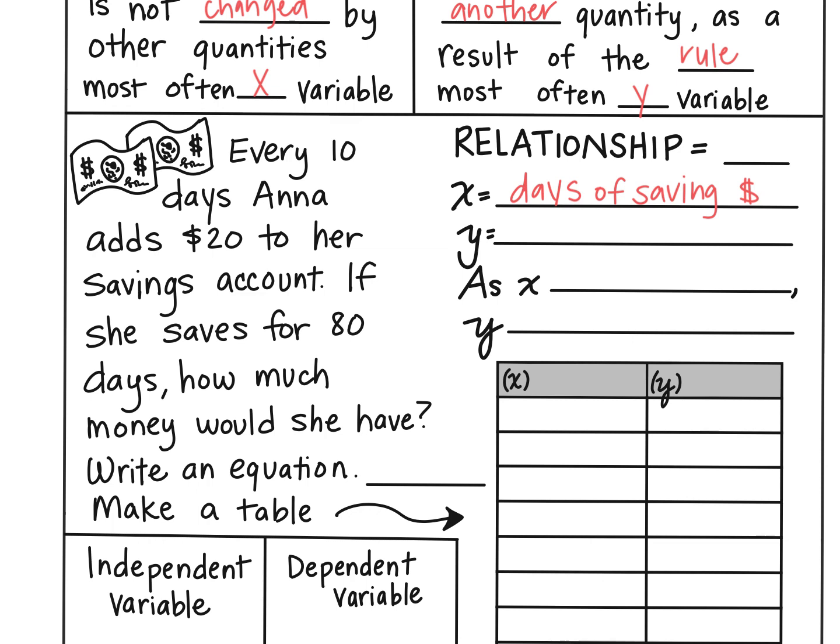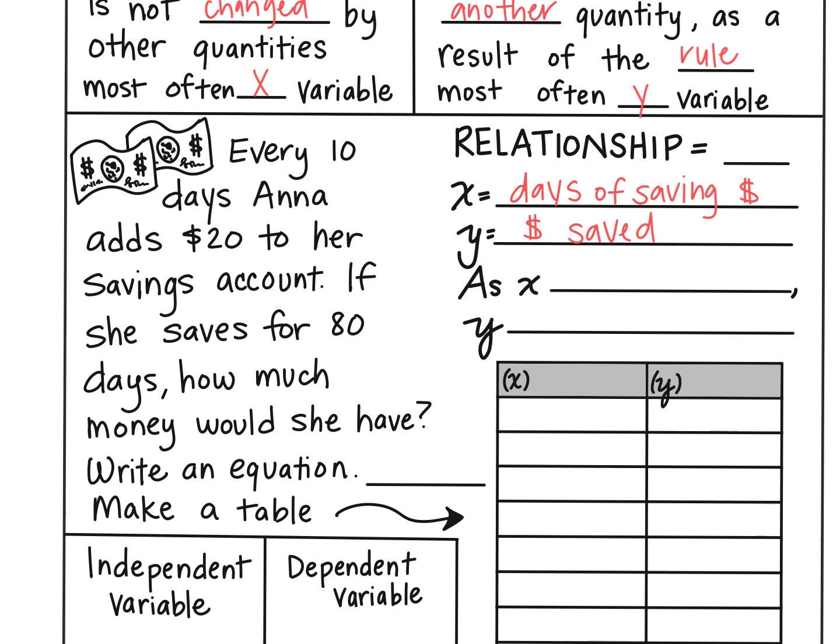Okay, Y. So if X, or my independent, is my days of saving money, then the Y, or the dependent variable, is the what? What depends on the number of days? The money saved. So what we're seeing here, we're going to fill in these next pieces in just a second, where it says as X blank, Y blank. Okay. So I'm going to read it again. Every 10 days, Anna adds $20. If she saves for 80 days, how much money would she have?